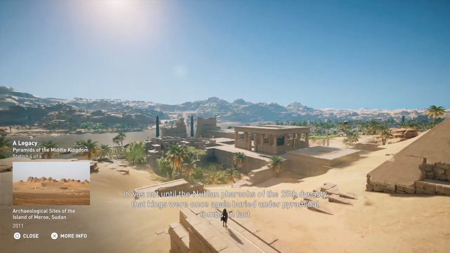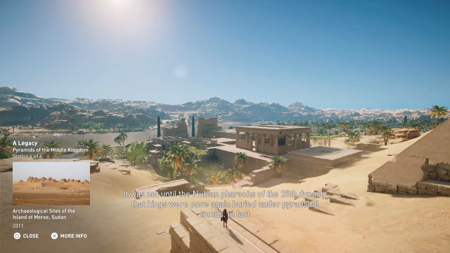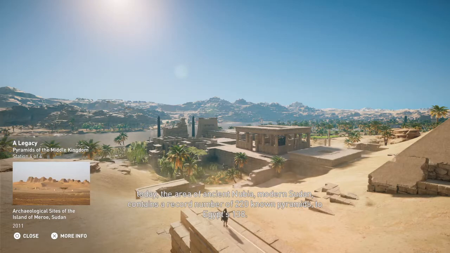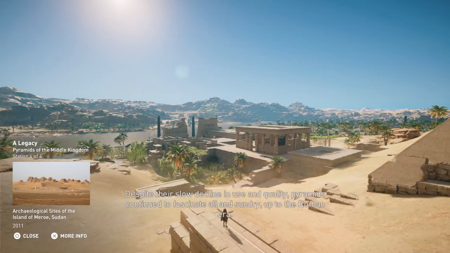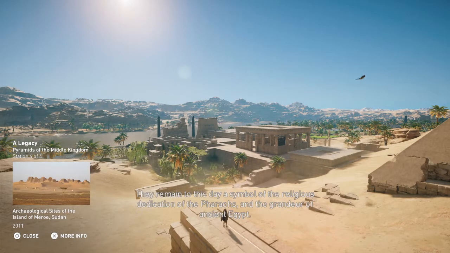It was not until the Nubian pharaohs of the 25th dynasty that kings were once again buried under pyramidal tombs. In fact, today, the area of ancient Nubia, modern Sudan, contains a record number of 220 known pyramids, to Egypt's 138. Despite their slow decline in use and quality, pyramids continued to fascinate all and sundry up to the Roman era. They remain to this day a symbol of the religious dedication of the pharaohs and the grandeur of ancient Egypt.